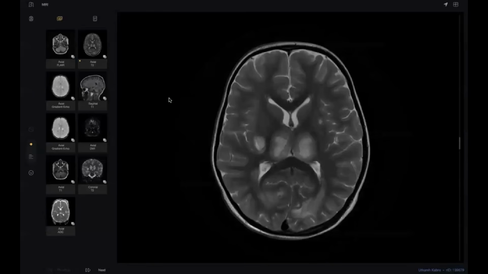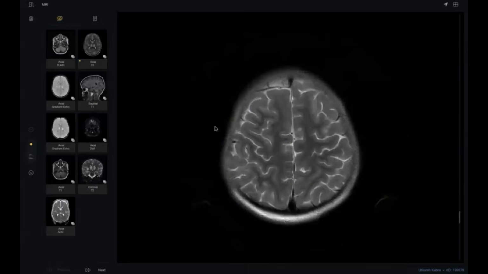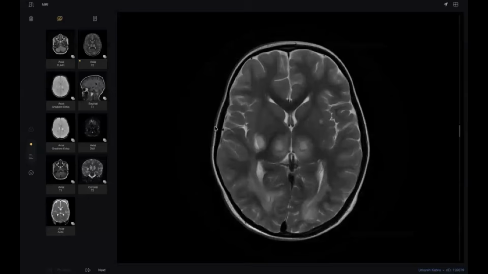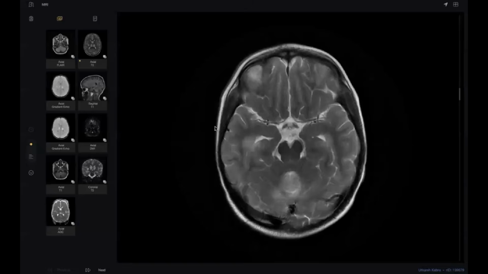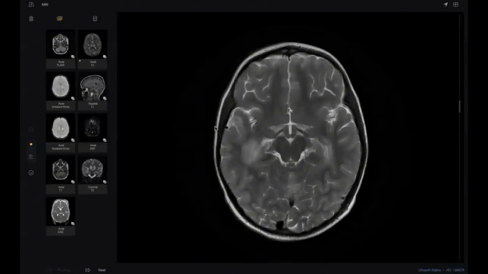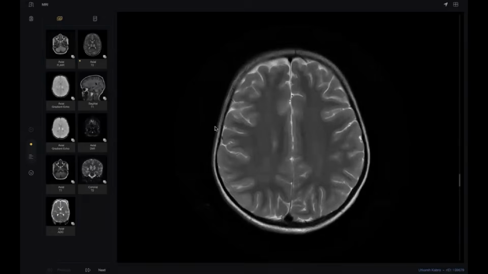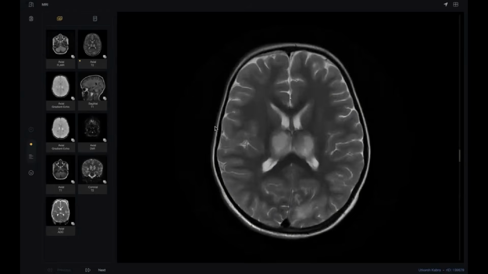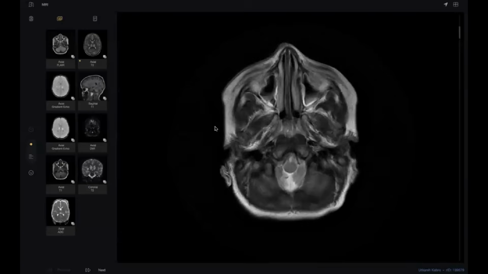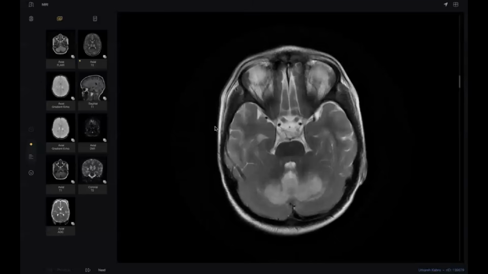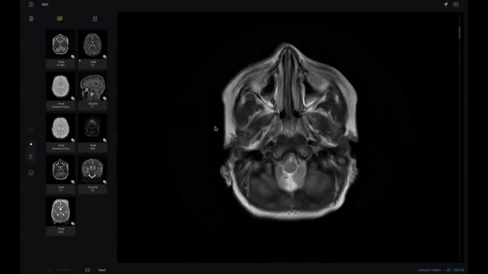Okay, this is T2. Again, I can see that there is signal abnormality involving the bilateral cerebellum as well as the basal ganglia. There is some swelling of the sulci as well, and edema is also noted.